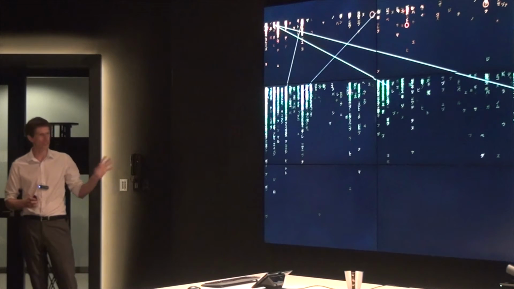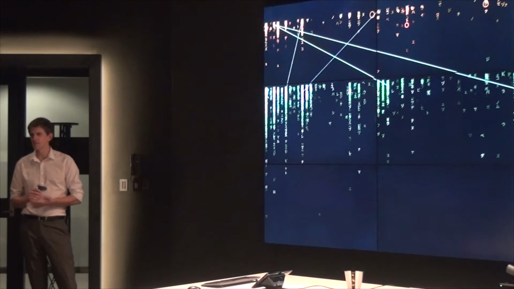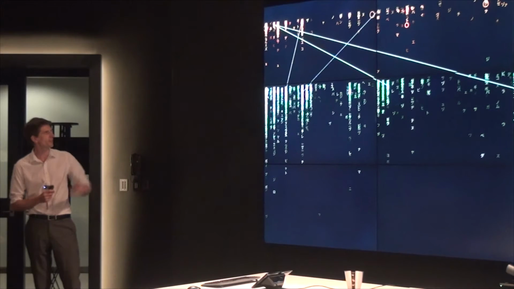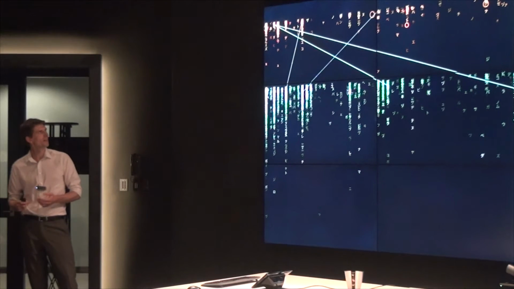This is actually a point in time at the call centre. So this is about 10 o'clock in the morning, and it shows all of the calls that are active in the call centre at this time. There are about 3,000 calls active in the call centre, and each one of those is represented by a character on the screen, one of the katakana characters.